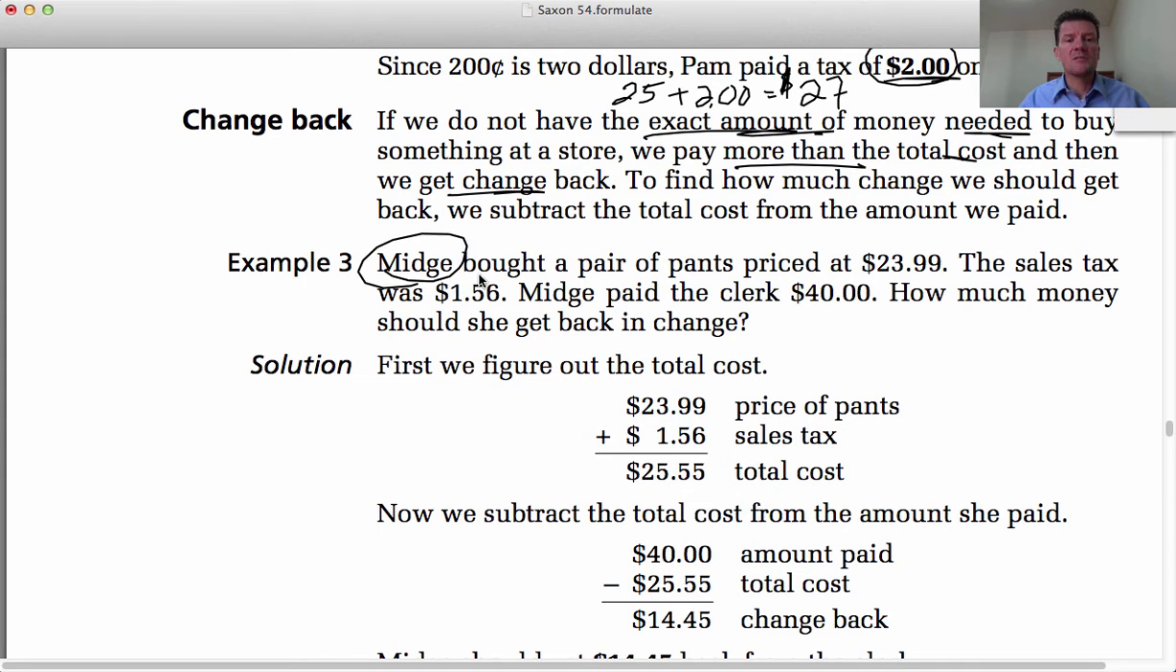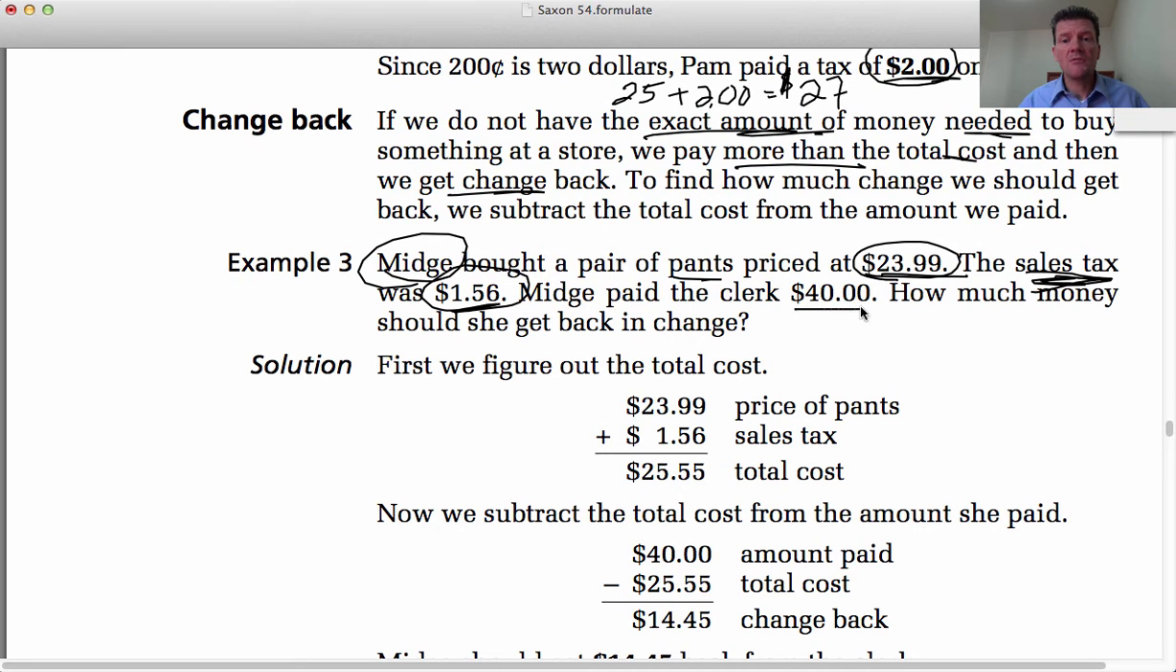In this example, it says Midge bought a pair of pants priced at $23.99. That's before tax, before anything. $23.99, that's the price on the tag. The sales tax was $1.56. Total. It just says the sales tax. That's the total amount right there.